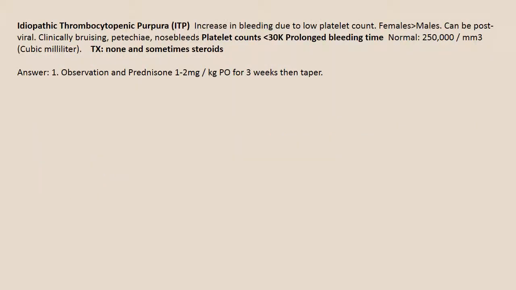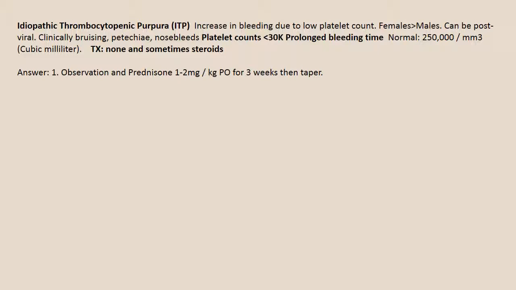So the diagnosis is ITP, idiopathic thrombocytopenic purpura. It causes increased bleeding due to low platelet count, females more than males. It can be post-viral, so you can clinically see bruising, petechiae, nosebleeds. It's when the platelet count gets below 30,000, and that prolongs what?